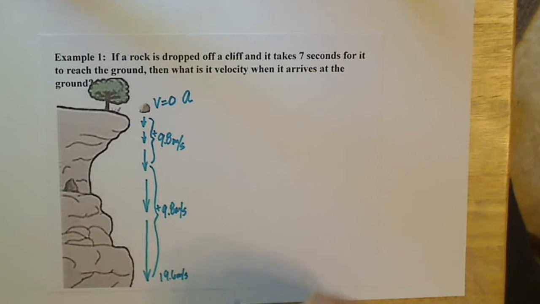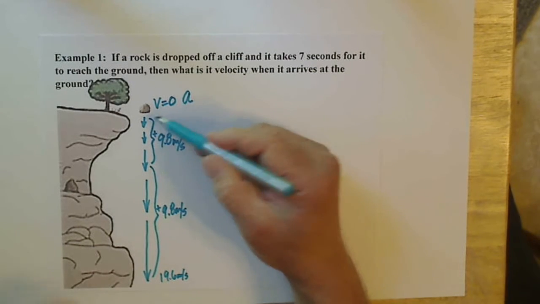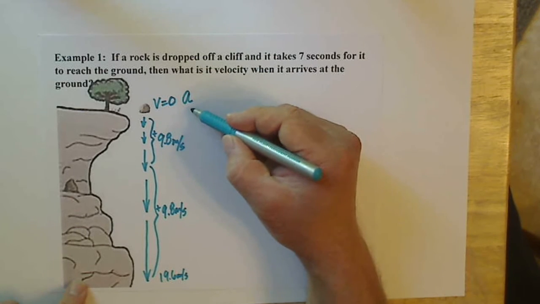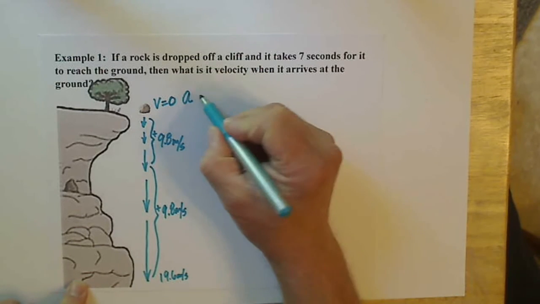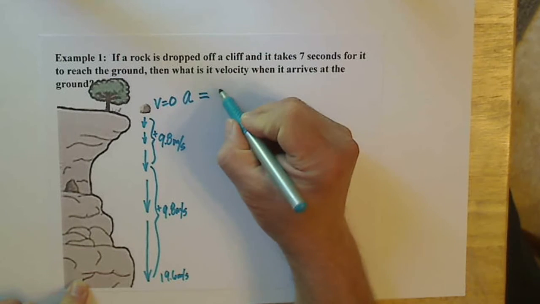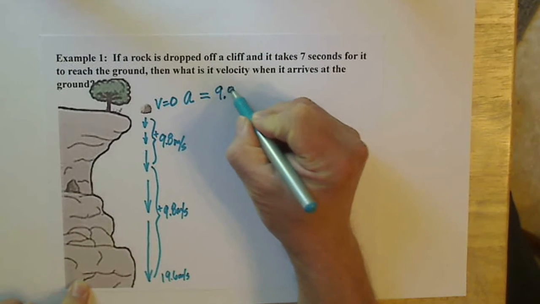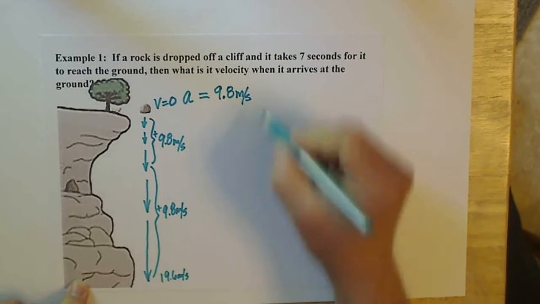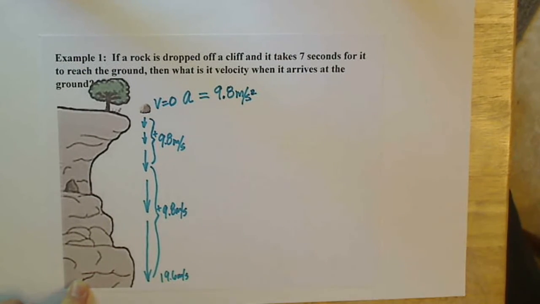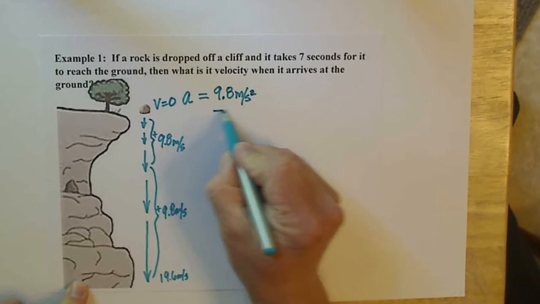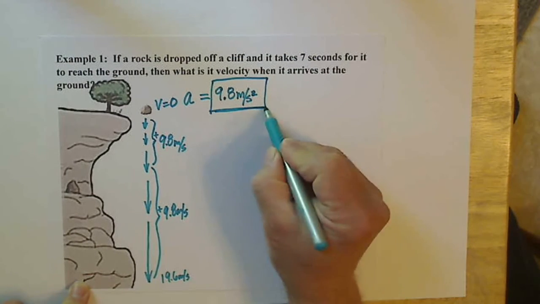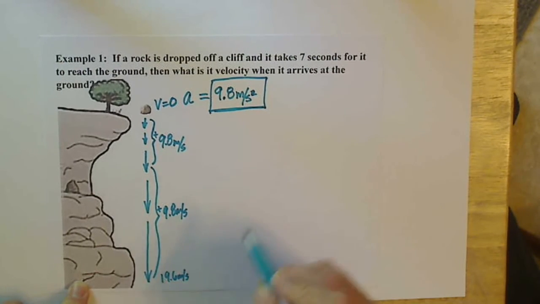Okay? So again, it doesn't matter if it's a rock, Grandpa's Buick, a feather, doesn't make any difference. That acceleration is going to stay the same. And that acceleration is always going to be 9.8 meters per second squared. Okay? Squared, because acceleration in seconds is squared. So that is very, very important. That 9.8 meters per second squared is very, very important. That is true on Earth.